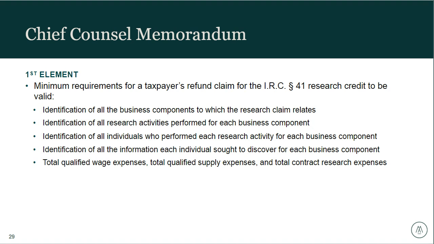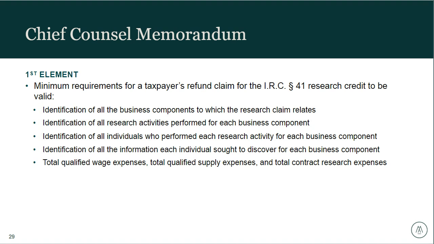The reason the IRS believes that's essential is because they want to be able to apply the 4-part test to those business components. And if you don't outline your business components, there's no way for them to do that. So this is very essential to provide. Number 2, they say identification of all research activities performed for each business component. That's very vague. I think a lot of people are asking, what does that mean?